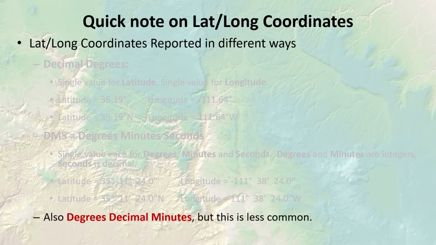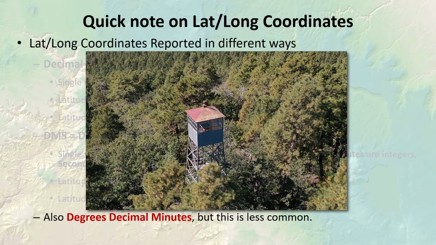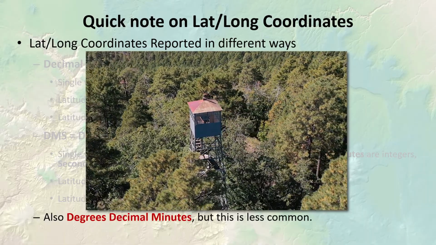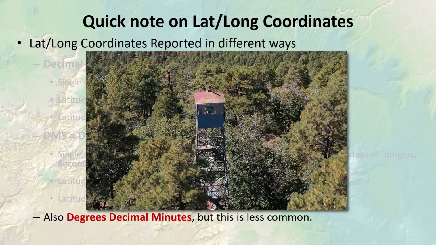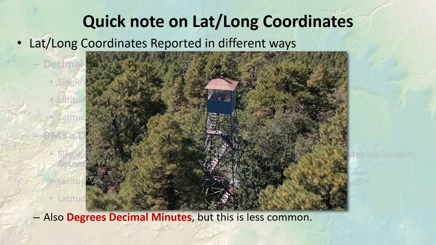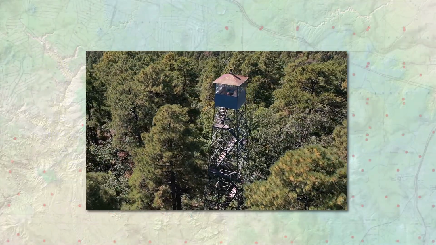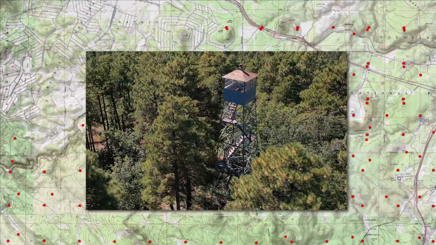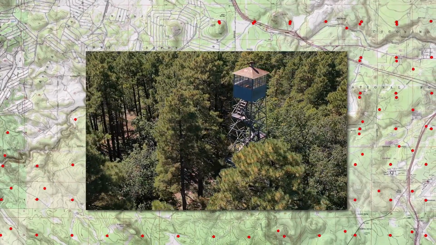A less common method is degrees decimal minutes. You don't see it too often. In fact, the only place I've ever seen it is in fire reports, where those folks who are sitting up in the fire towers watching for fires, they have historically reported coordinates in degrees decimal minutes. Obviously, this would be an integer for degrees, and then the minutes have a decimal value. I don't know if they still record them this way, but historically they did, and you could really see the effects when you mapped them out.